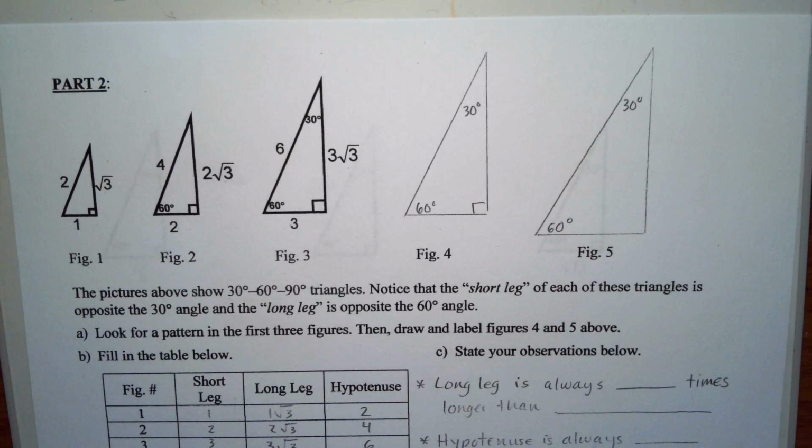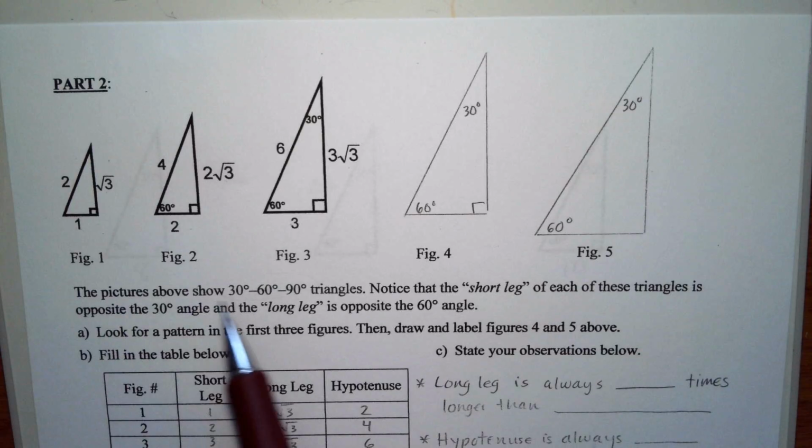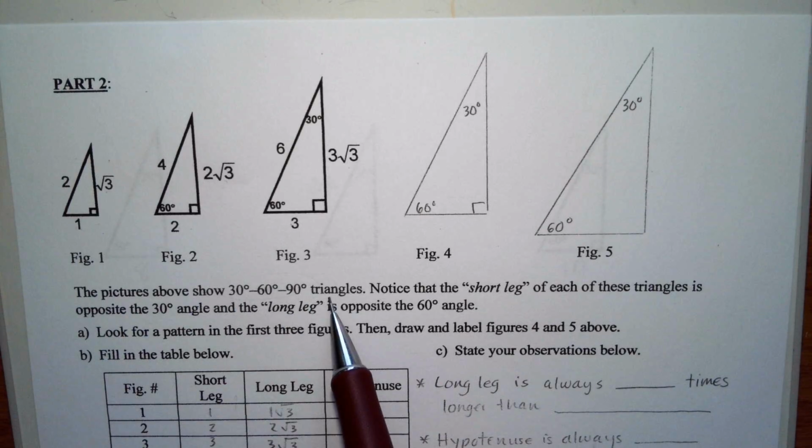This is part 2 of our investigation of special right triangles. Previously we looked at 45, 45, 90 degree right triangles. We're going to wrap up this investigation with 30, 60, 90 right triangles. Okay, so the picture above shows 30, 60, 90 degree right triangles.